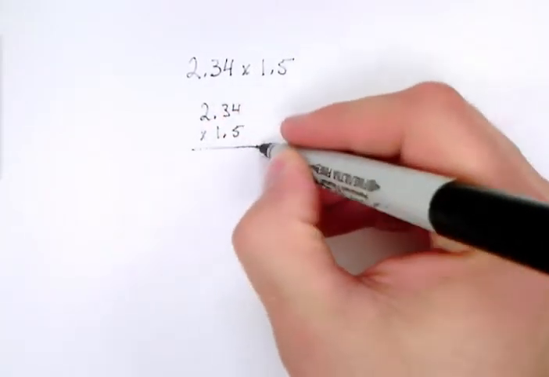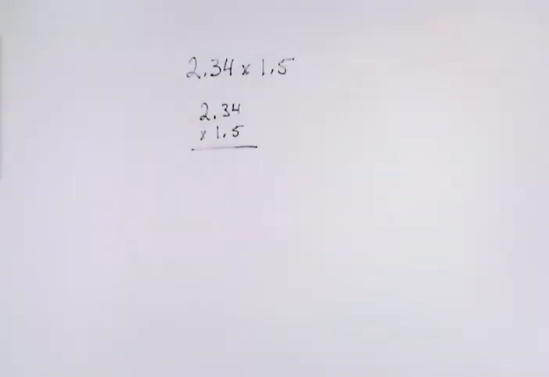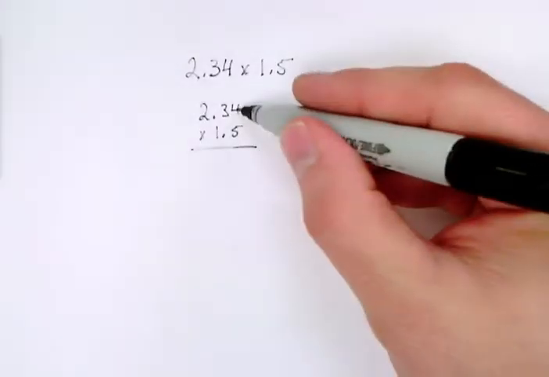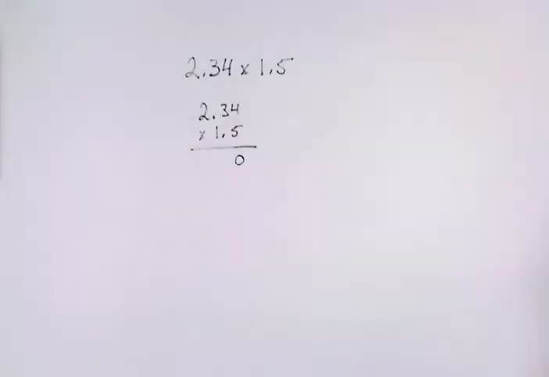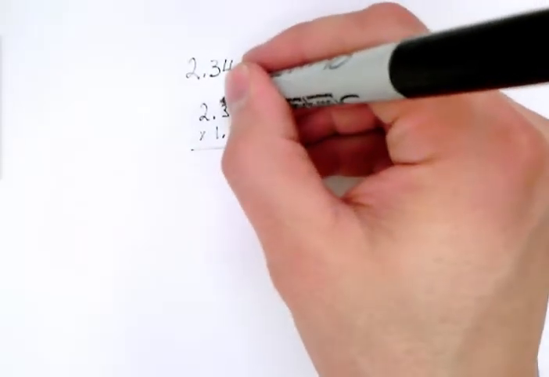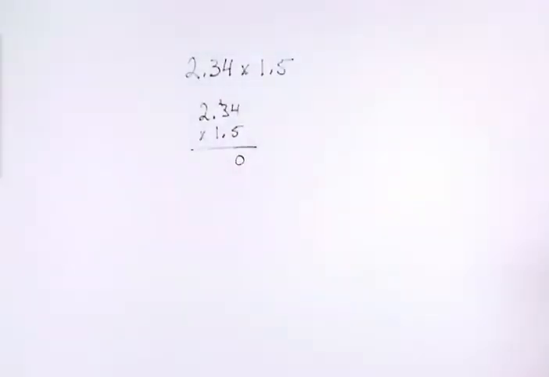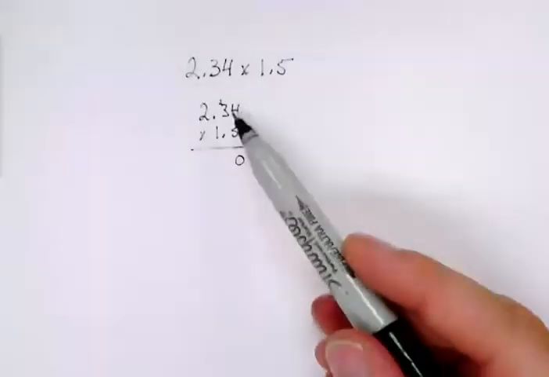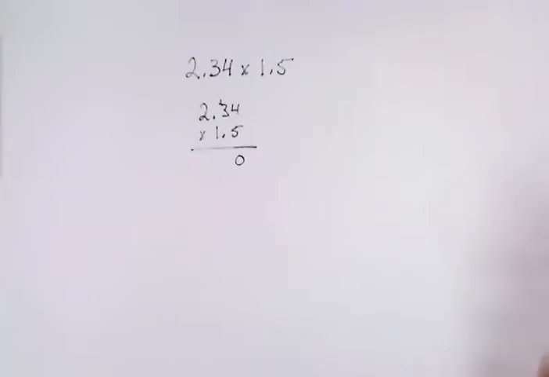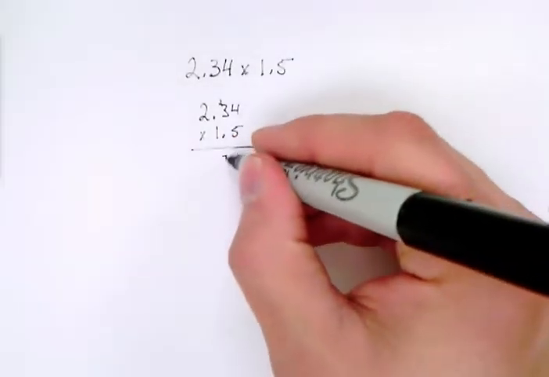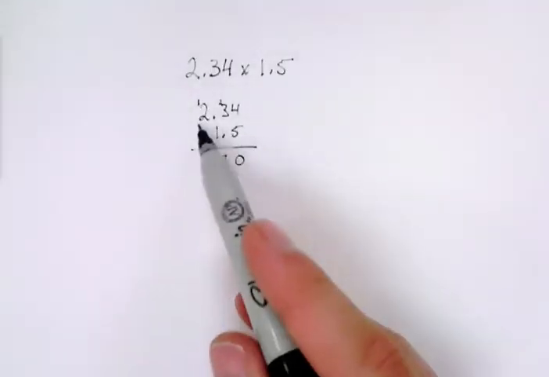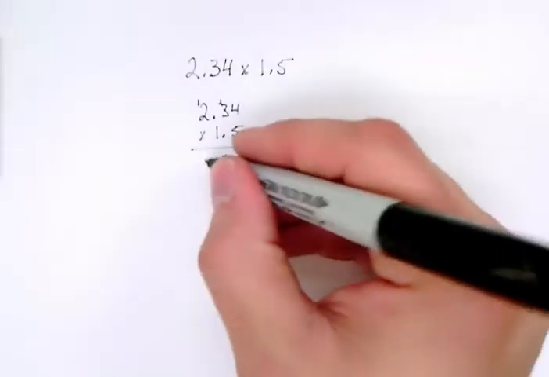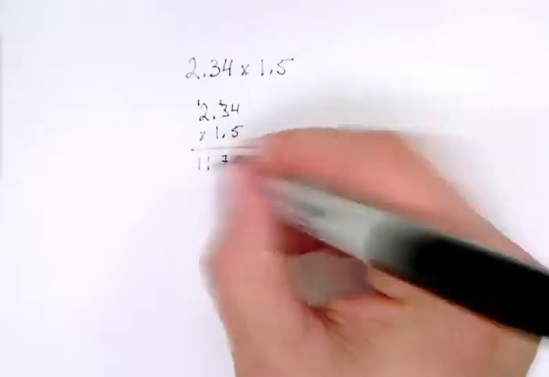Okay, let's write it out this way. Now we're just going to multiply like normal. So I'm going to have 4 times 5 is 20. Okay? And we're going to carry the 2. 5 times 3 is 15, plus that 2 on top is going to give me 17. Carry the 1. 5 times 2 is 10, plus 1 is 11.